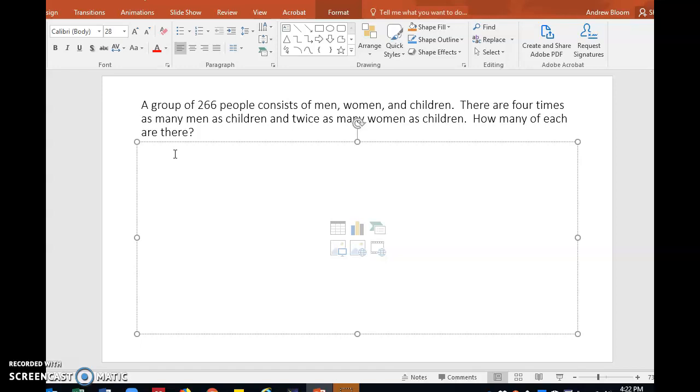Next semester, you'll perhaps set up relationships where you have three different variables, M, W, and C, but that doesn't work for us right now. We just don't know how to solve those types of problems.